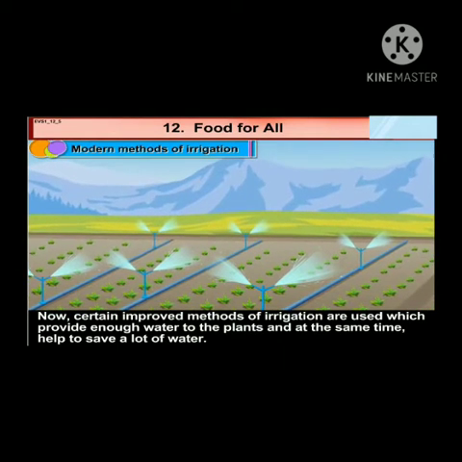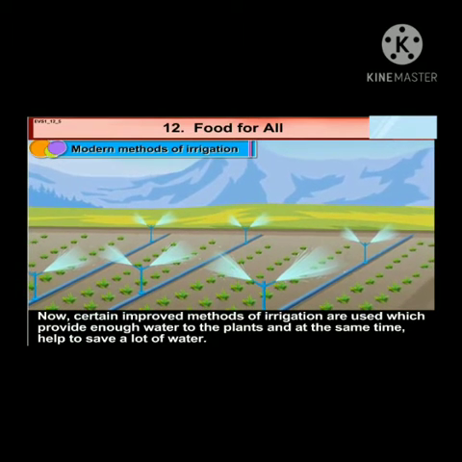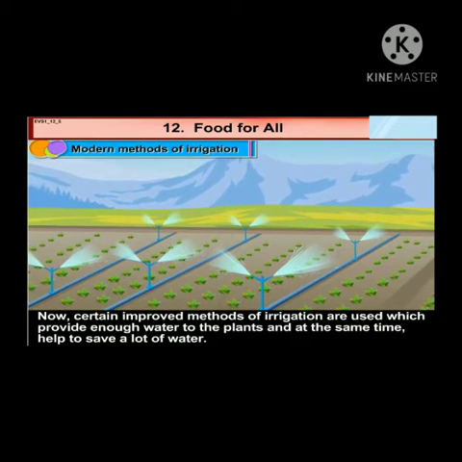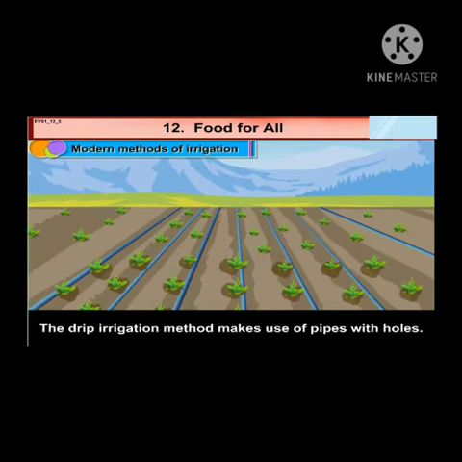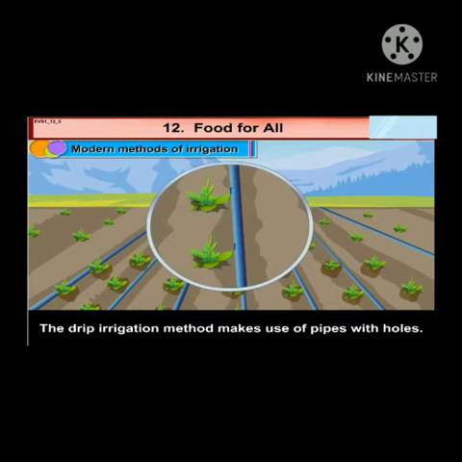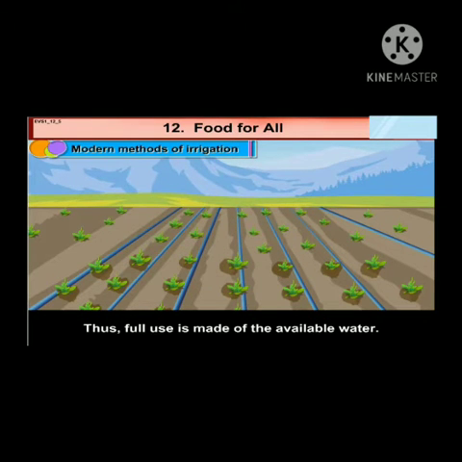Now, certain improved methods of irrigation are used which provide enough water to the plants and at the same time help to save a lot of water. Drip irrigation and sprinkle irrigation are two of these modern methods. The drip irrigation method makes use of pipes with holes. This ensures that the required amount of water drips only near the plants. Thus, full use is made of the available water.